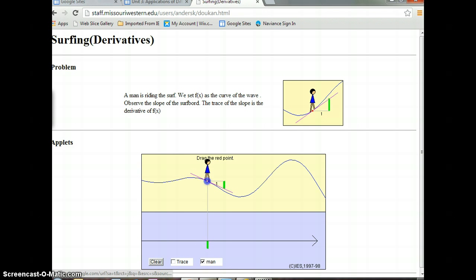As my surfer starts to go down toward a relative minimum, notice what happens here. My slope is negative, and therefore my first derivative value should wind up being negative if I did my test value and did my sign diagram. When I get down to the bottom, at my relative minimum, I again have that horizontal line. So again, my slope of the tangent line would be 0. And then as my surfer increases, we see that slope again positive.